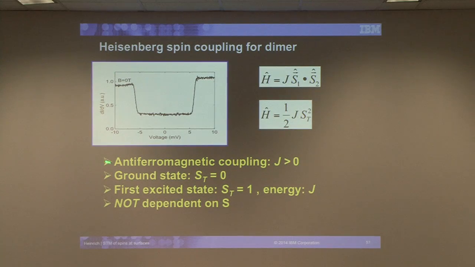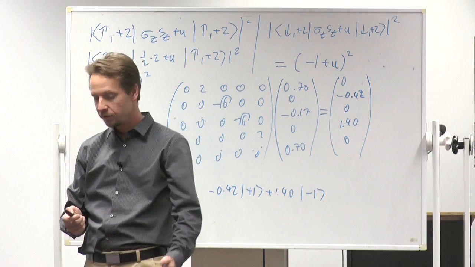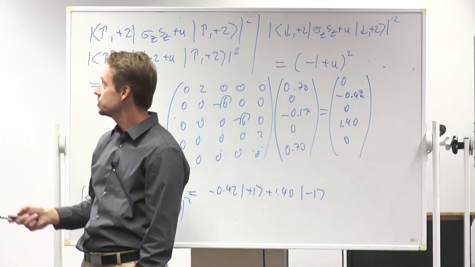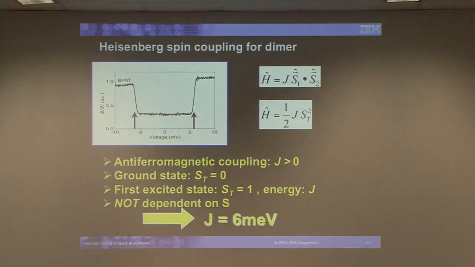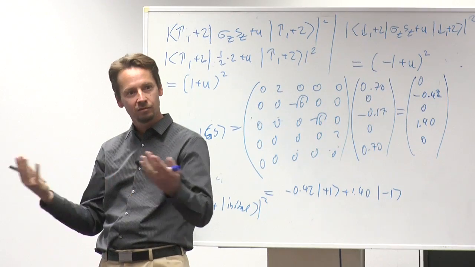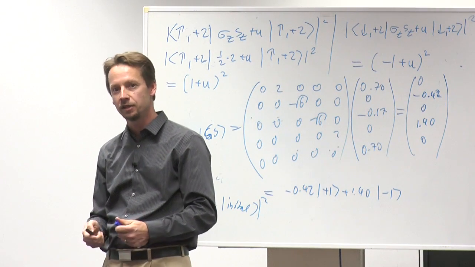And so we have antiferromagnetic coupling. Ground state is S total equals 0. First excited state is S total equals 1 with an energy difference of J. And so this is a way to measure this J, 6 millivolts. So we can quantitatively determine the strength of this interaction, again, by just making this inelastic tunneling spectroscopy.